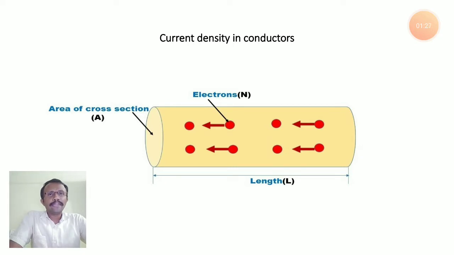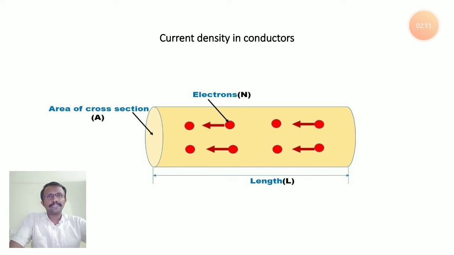If you see in this figure, this is a conductor whose length is capital L, and the area of cross section of the conductor is capital A. I told you already, the current in a conductor is because of electrons only. So here the conductor has capital N number of electrons. Capital N is the number of electrons in the conductor, capital L is the length, and capital A is the area of cross section. By using all these terms, we are going to derive the current density in conductors.